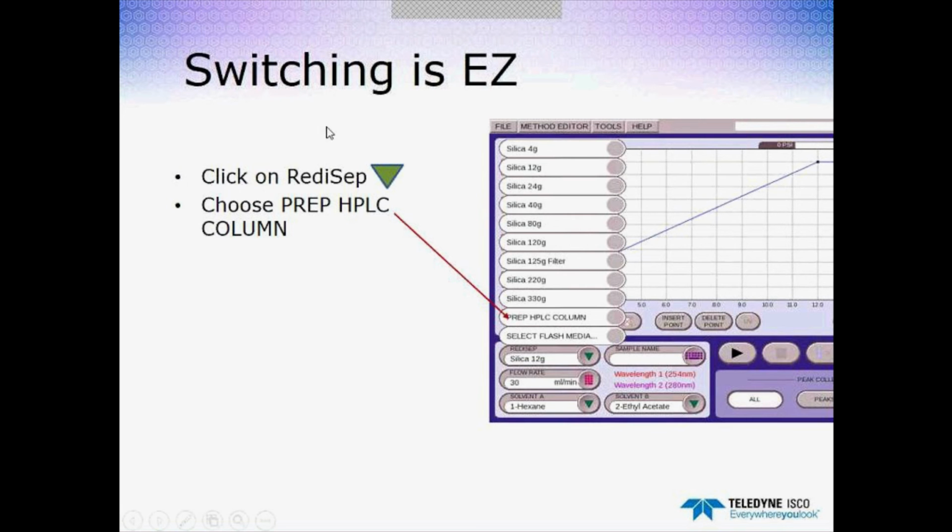So we talk about switching being easy. This is the default screen that comes up on the unit when it boots up. And we always have a silica column loaded down here. And so by clicking on this down arrow, you get this list of columns. And just simply choose your HPLC, prep HPLC column on this list.